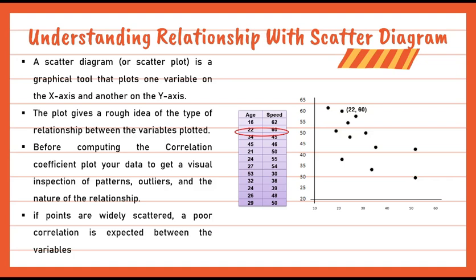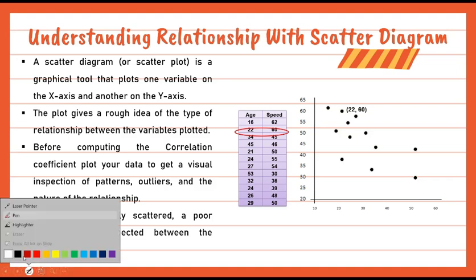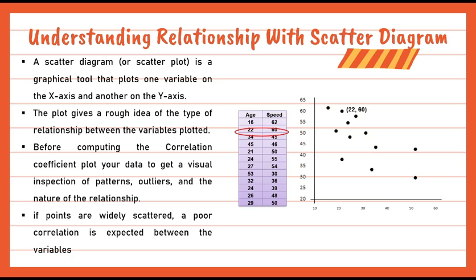These are called data labels. That means what we write here along with the point. Let me change the color of my pen. So this is called the value labels. This is the value along the x-axis and this is the value along the y-axis. So this is the x value, and this is the y value, that is speed. Speed is represented by 60 and age is represented by 22. So this is the point which represents 22, 60. This is the point which represents 16, 62. Like this we plot the points.